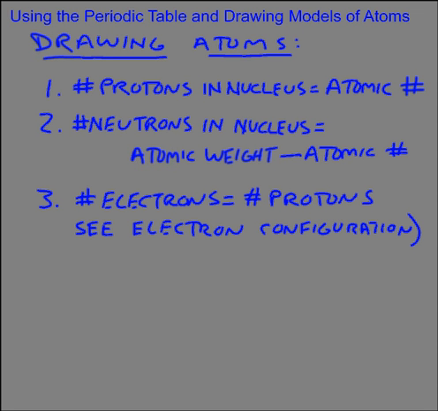And finally, the number of electrons is going to be the same as the number of protons. So that would be the same as the atomic number, of course. You can look at the electron configuration on the periodic table to figure out which energy level those electrons are in. So let's see what that looks like.